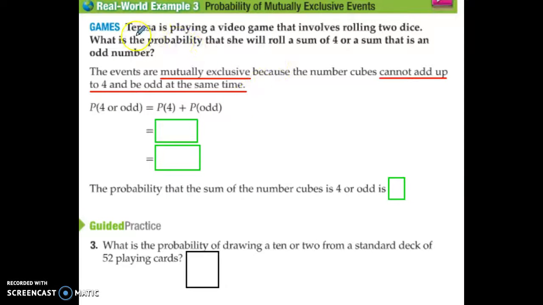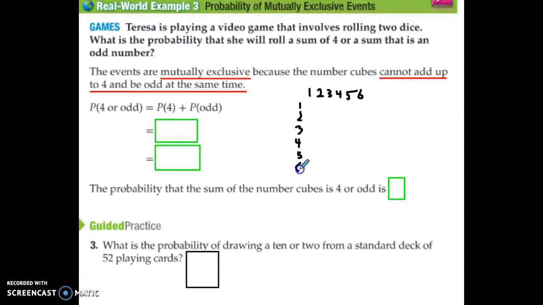Alright. Teresa is playing a video game that involves rolling 2 dice. What's the probability that she'll roll a sum of 4 or a sum that is an odd number? So it can't be both. Okay. It's 4 or odd. Alright, so for rolling 2 dice, remember we make this chart with all the dice numbers 1, 2, 3, 4, 5, 6. And I go straight down 1, 2, 3, 4, 5, 6.